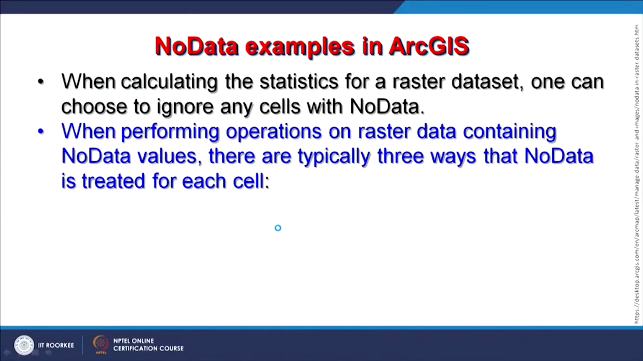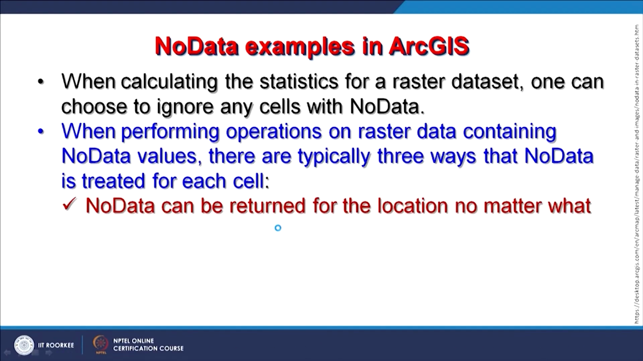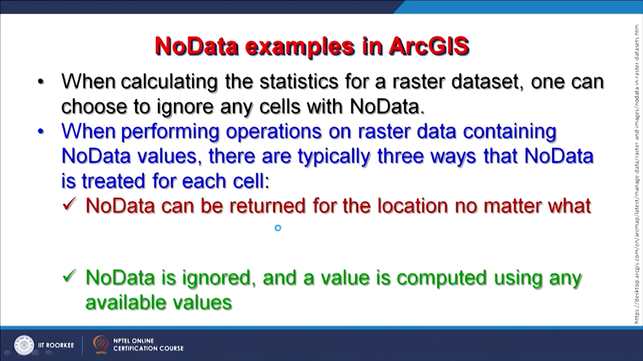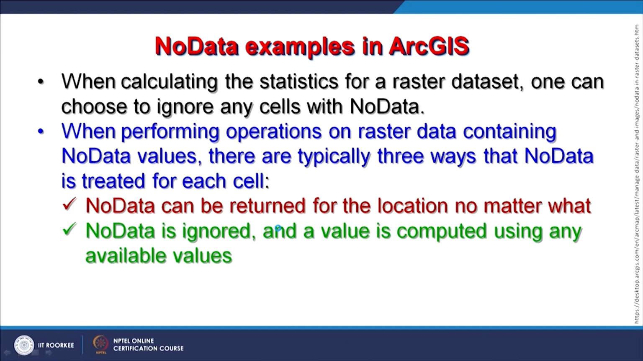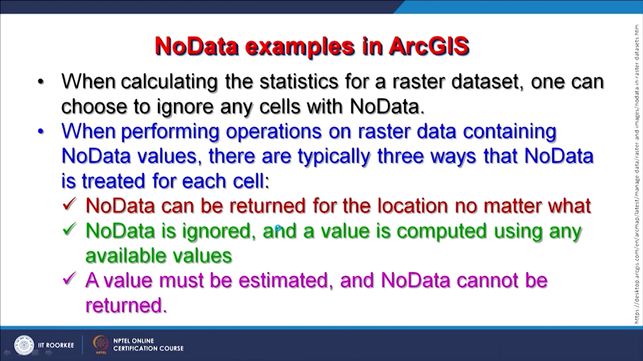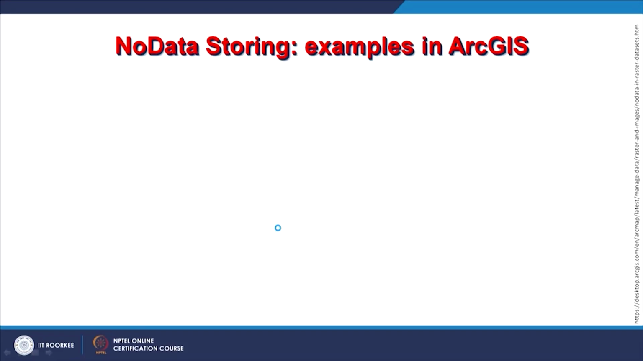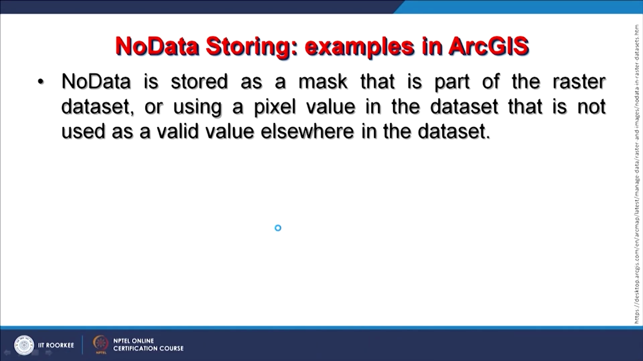And when performing operations on raster data which contains no data values, there are typically three ways that no data is treated for each cell. No data can be returned for the location no matter what; no data is ignored and a value is computed using any available values; and the third one is that a value must be estimated and no data cannot be returned. So likewise the calculation is done, or software is designed to handle no data.